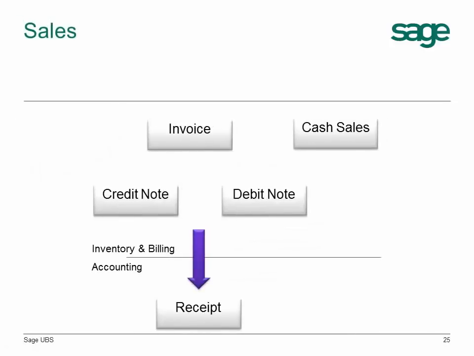Next, let us discuss sales transaction entries. The sales invoices, sales credit notes, sales debit notes, and cash sales will be entered via the inventory and billing system. After that, you will post the transactions to accounting. When you receive payment from your customer, you will enter the receipt transaction via the accounting module and offset with the invoices, credit notes, and debit notes.